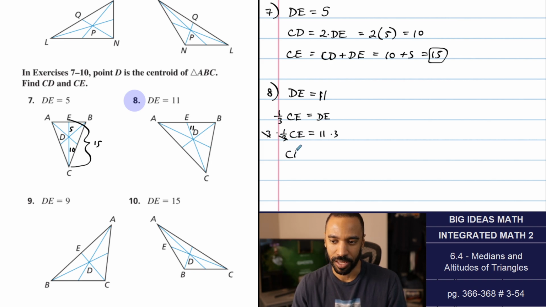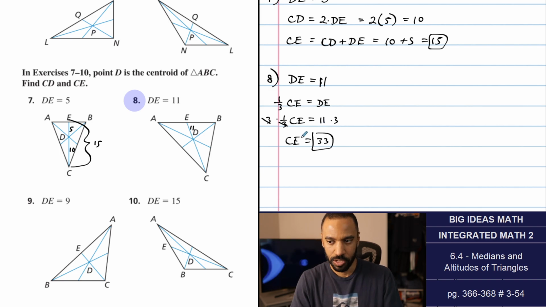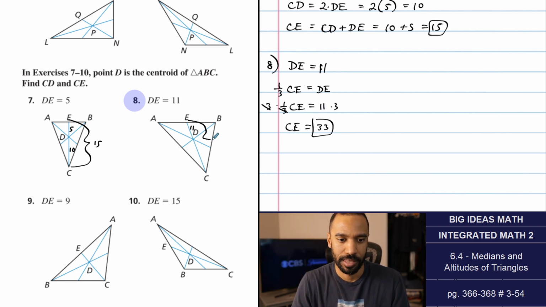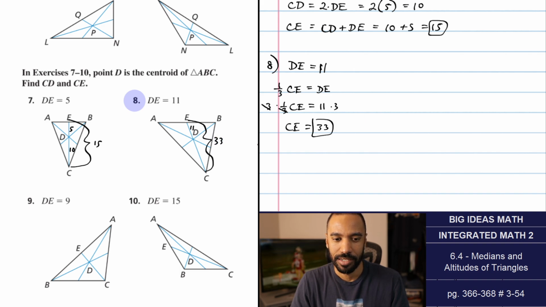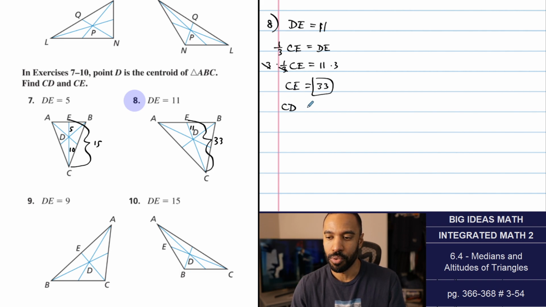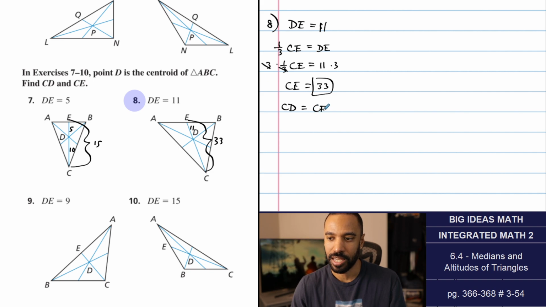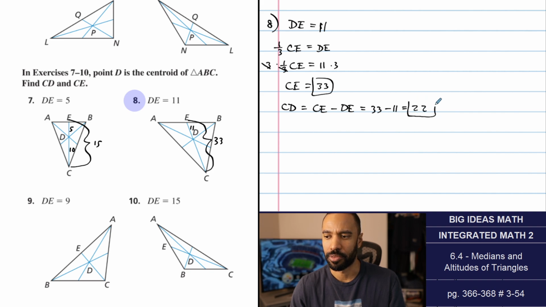I'm kind of using more of what you knew before and how we use that after. So CE is 33, the entire guy. So how can you find CD? You have options. You can either take 2/3 of 33, or take the difference here once again. CE minus DE, which is 33 minus 11, which is 22. I'm just kind of providing all those options.